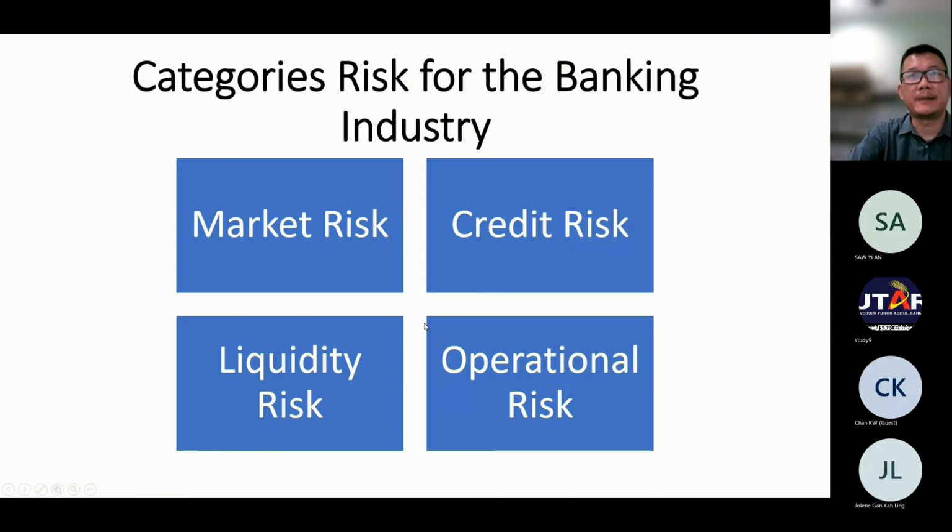Basically, there are four categories. Actually, there are many risks facing banks, but the majority of what banks report in Pillar 3 under the Basel II framework is divided into four categories. The categories of risk for the banking industry based on the disclosure are: first, market risk; second, credit risk; third, liquidity risk; and the last, operational risk.